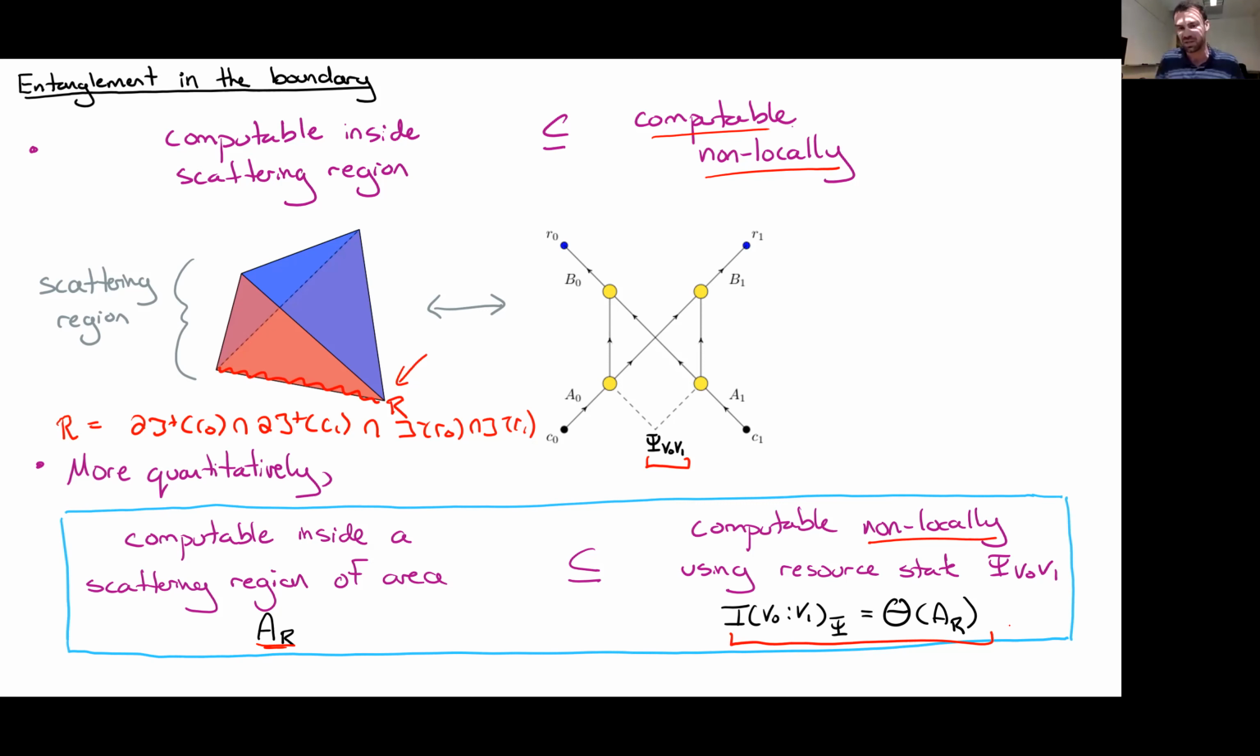The statement is just that if you can compute something inside the scattering region with some fixed area, it has to be computable in this non-local form, using a resource state with an area's worth of correlation. That's how I want to try and constrain what can happen inside the region. Is that clear? I got slightly jumbled, so maybe I'll pause for a second. Okay, all right, so I will keep going.